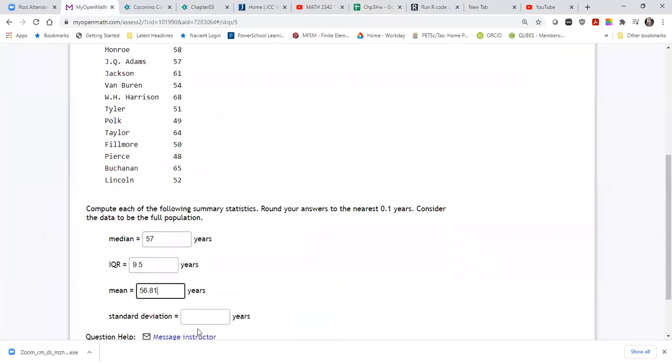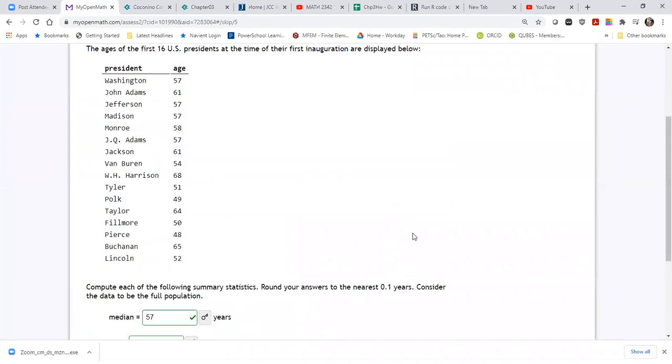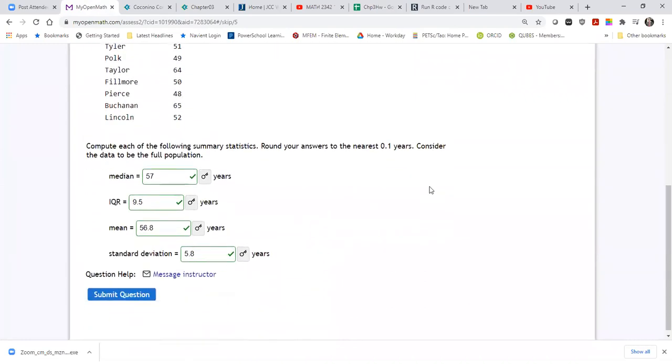And you need to round to the nearest 0.1, that means one decimal place. So this one will be 5.8, and this one is 56.8. Now you can check the answer. Yeah, all is correct.